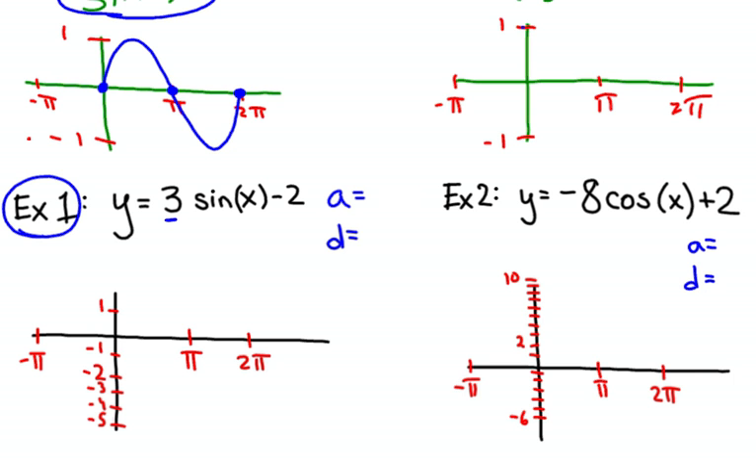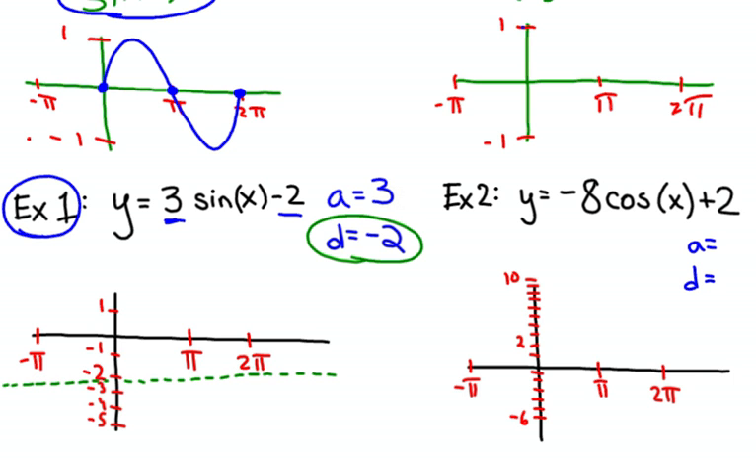In my first example here, a is equal to 3, and my d number is -2. So what I do is I work with the d number first. That's my new middle. I'm going to look at my graph here on the y-axis, and as best I can, I'm going to put a dashed line there.